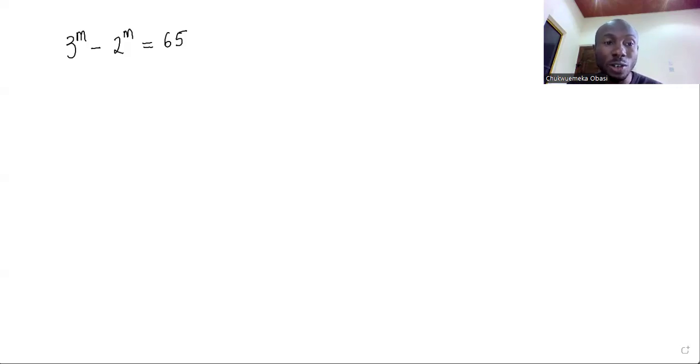So in this exponential equation, we want to figure out what the value of m would be that will satisfy this given equation. But just before we go right into this problem, I would like you to tell me in the comment section, what are the methods you think we can apply to get the value of m?